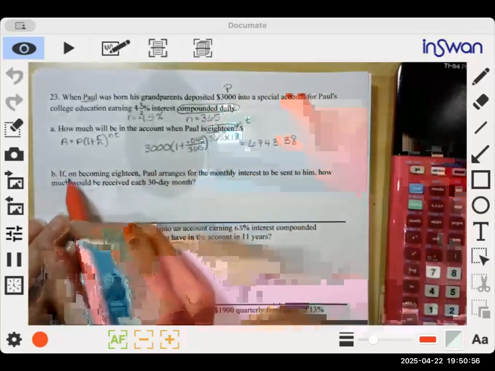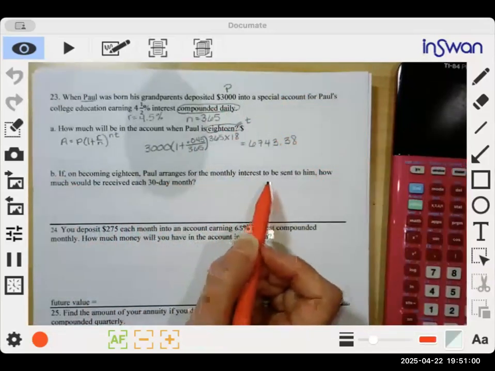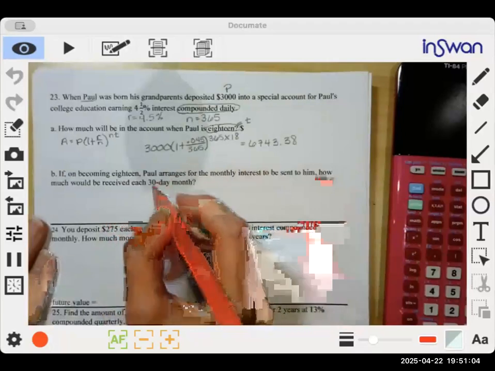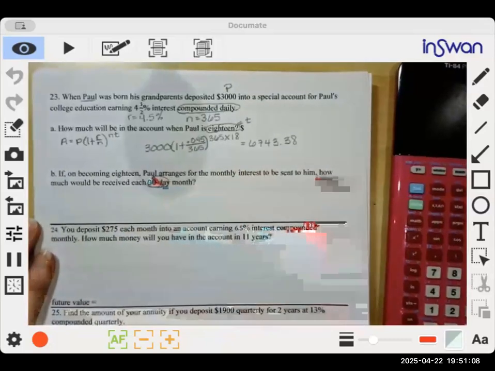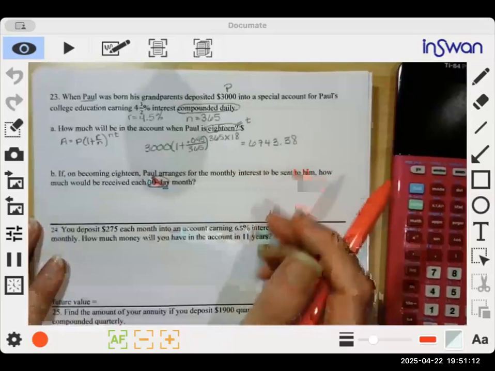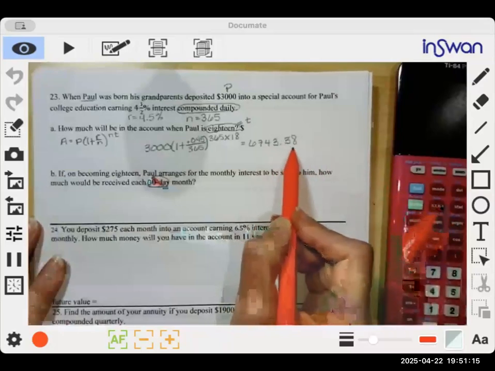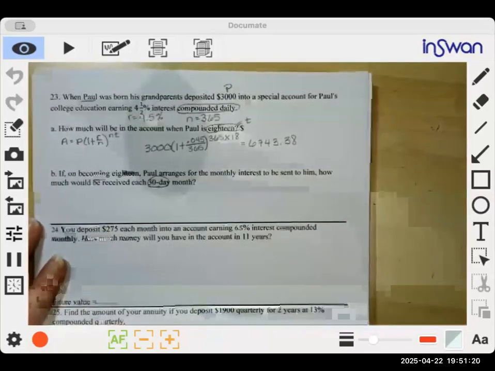All right, so now if on becoming 18, Paul arranges for the monthly interest to be sent to him, how much would he receive each 30-day month? I got 39 cents on that one, 67.4339, because it's a 0.387 on the calculator. Let me just type that in real quick.